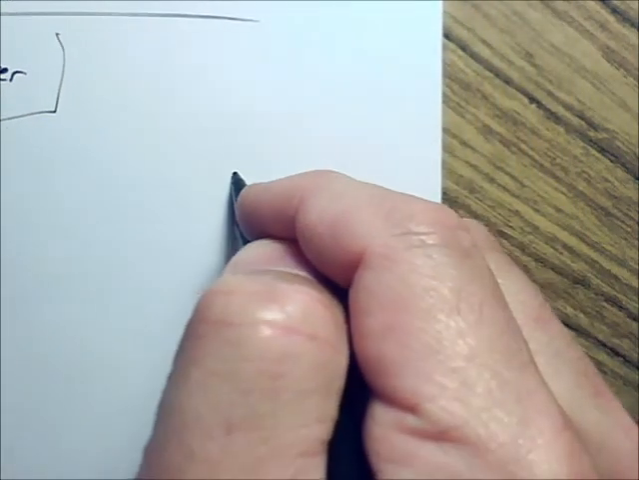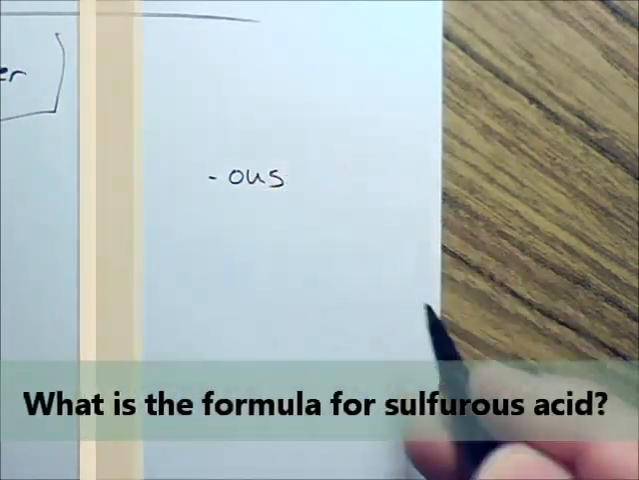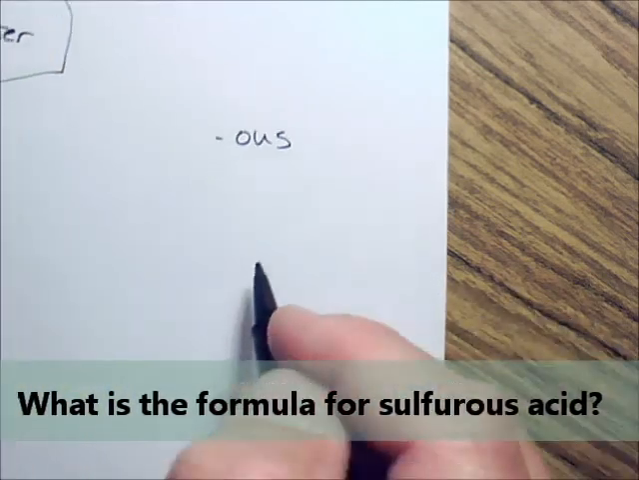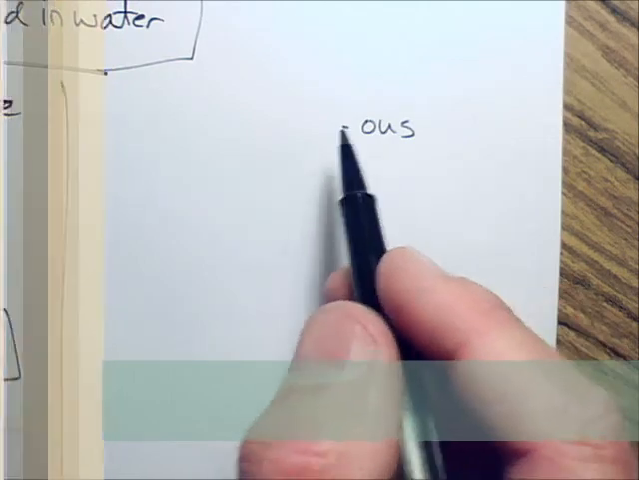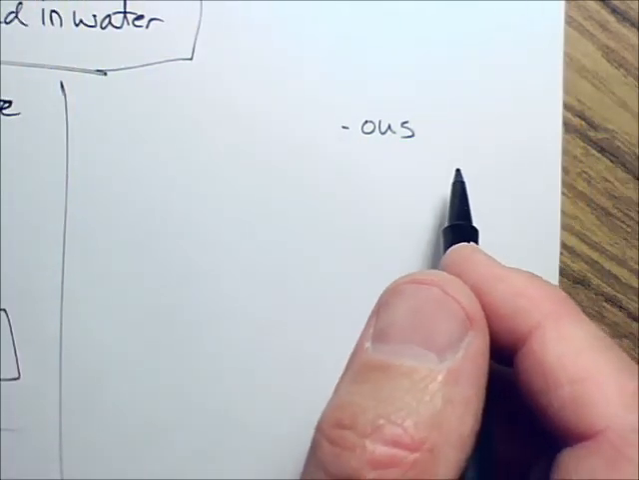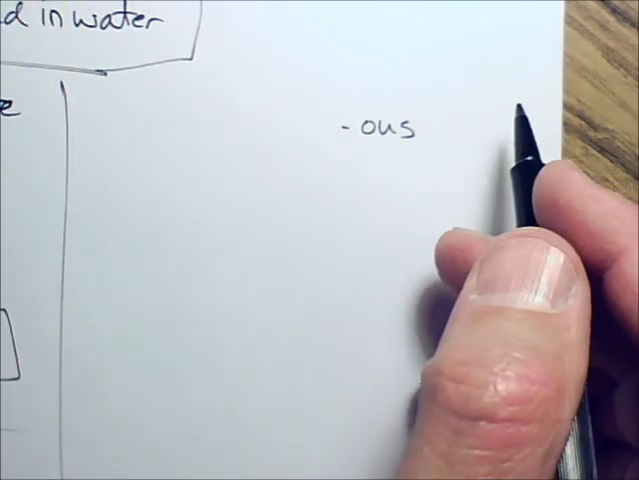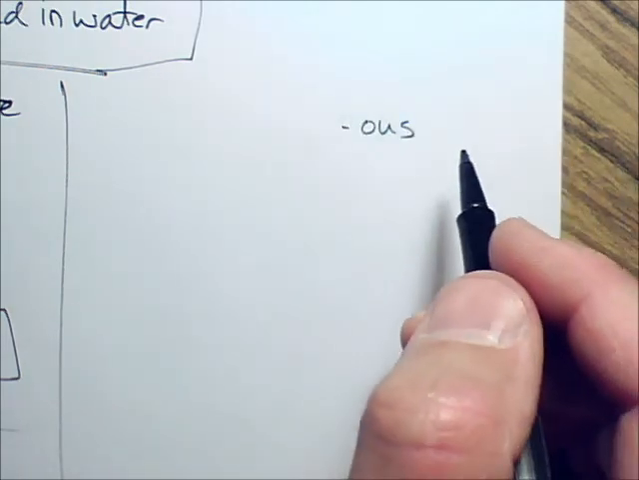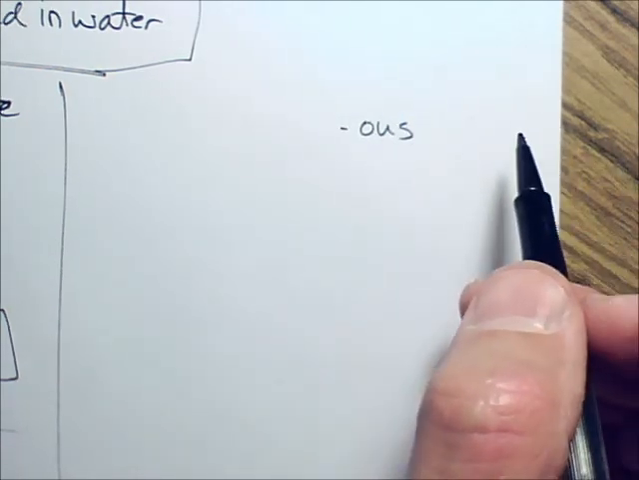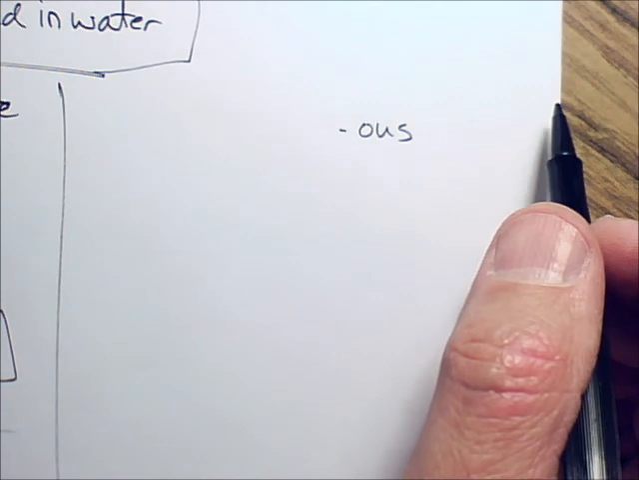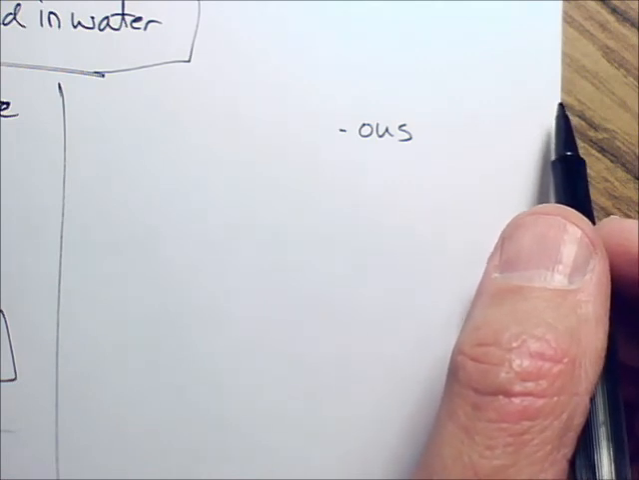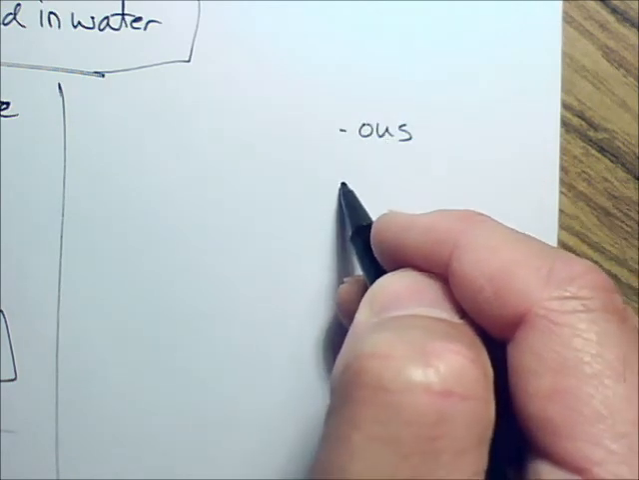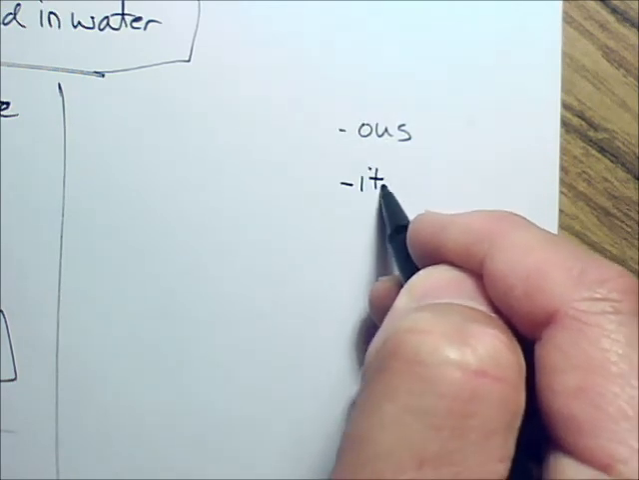Well, where do we get that OUS ending from? When we're naming acids, we use the OUS ending. We change that from some other ending. No, that's a whole different thing. Where does the OUS ending come from? ITE endings. Okay? So we're looking for something that has an ITE ending.